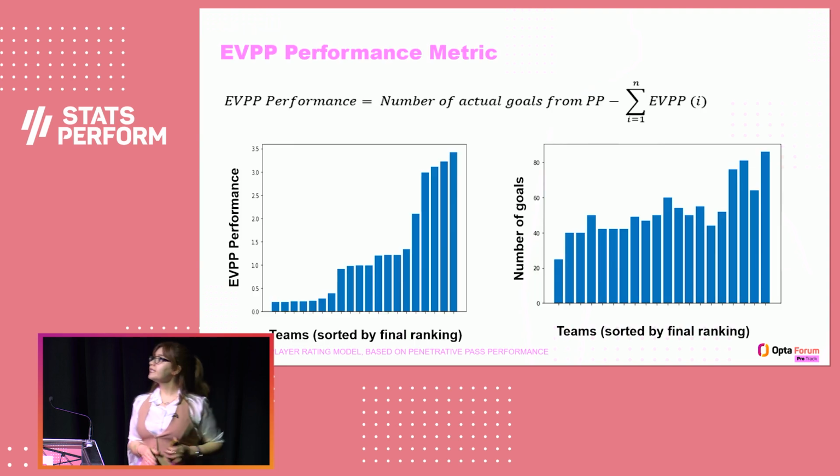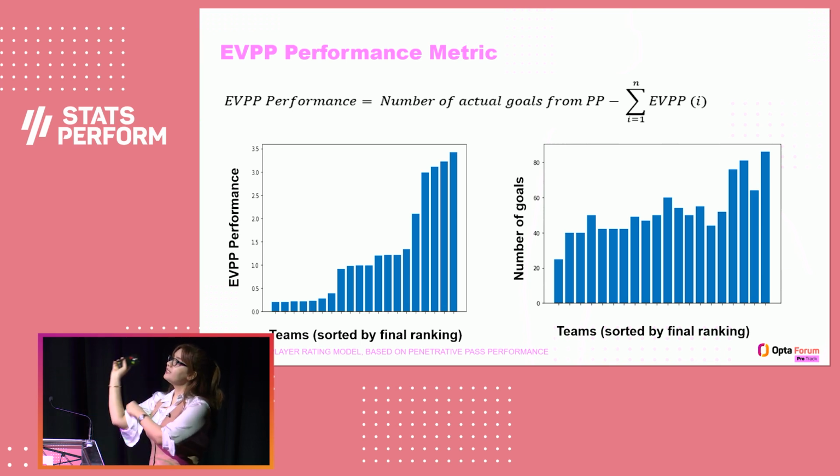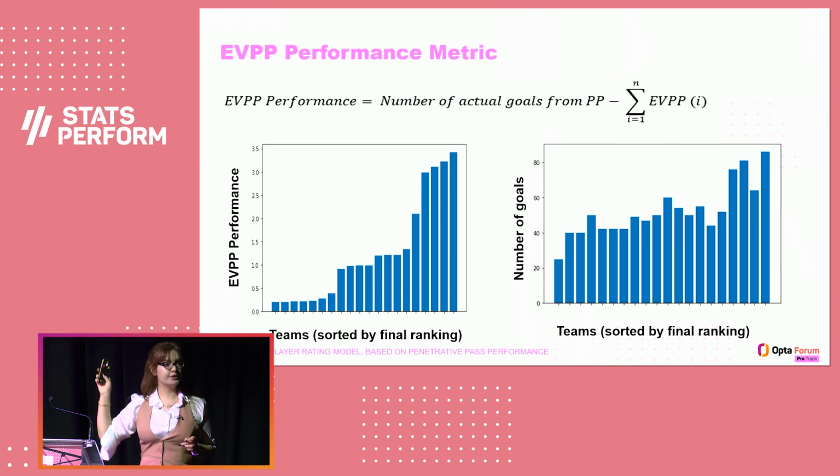The other thing that we can do is the EVPP performance metric. This is actually what I wanted to show. It is the difference between the number of actual goals they scored from the penetrative passes and our expectation of them converting the potential penetrative pass situations into goals. This difference also shows how good teams are at converting potential situations into goals.